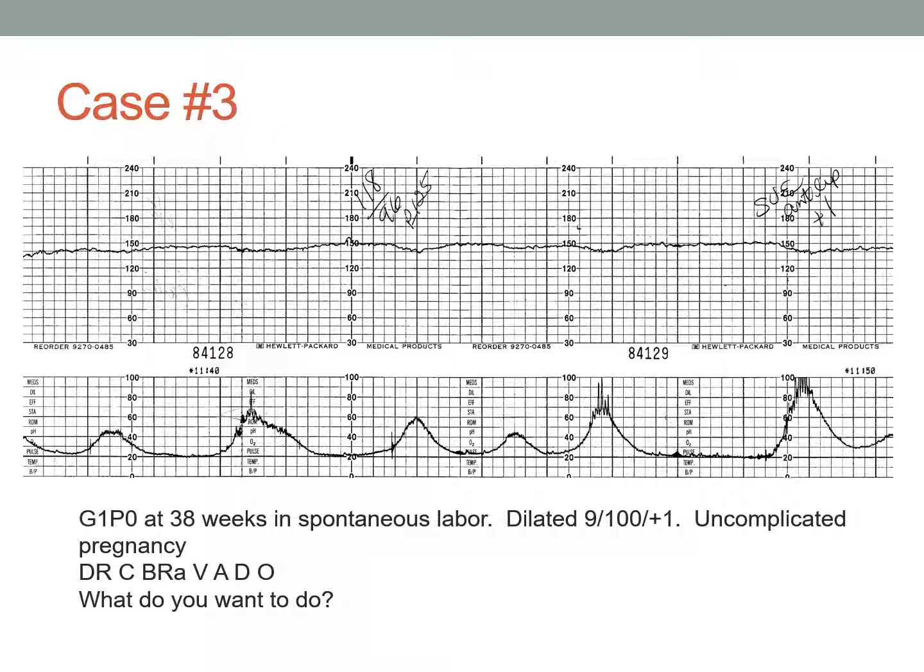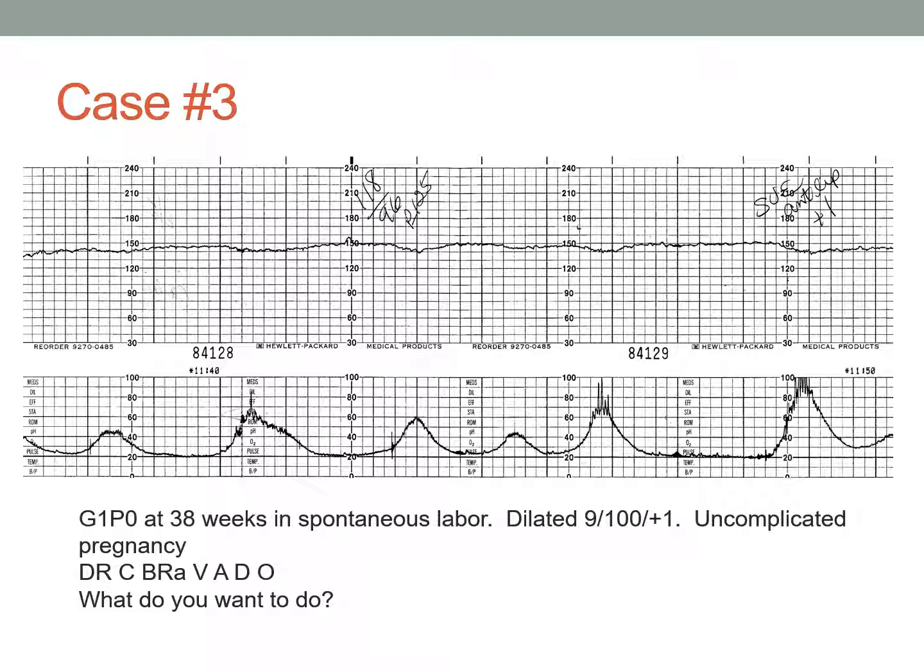All right, case 3, new patient. You've got a G1 P0 at 38 weeks in spontaneous labor, dilated to 9, 100% effaced, and +1 station, uncomplicated pregnancy. So take a minute to do your Dr. C Bravado for this tracing. All right, so determining risk, we've got a spontaneous labor of a near full-term patient, so pretty low risk.